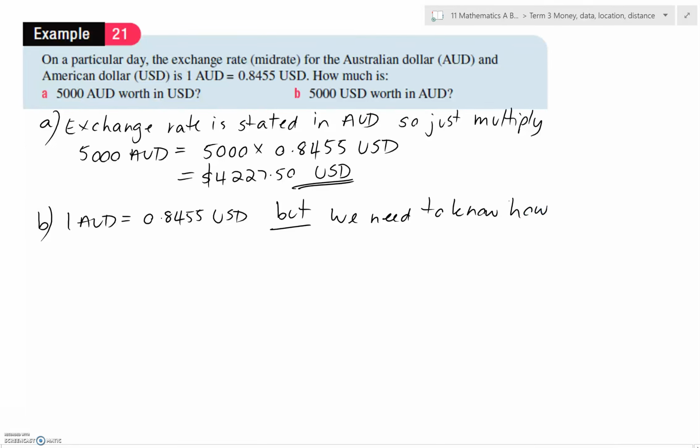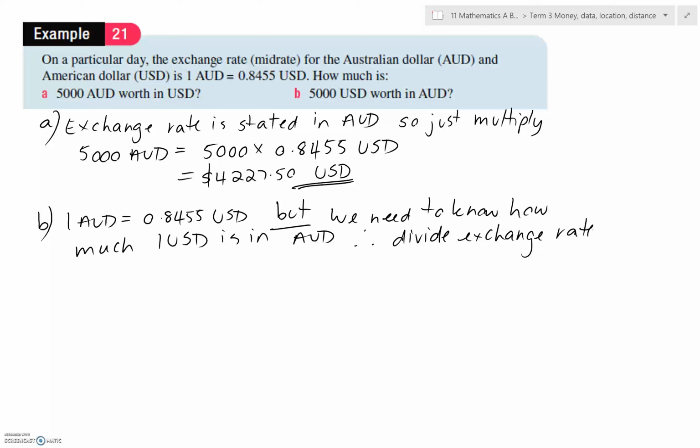Know how much $1 is in Australian dollars. So in this case, we are going to divide by our exchange rate. Before, we multiplied because it was quoted in Australian dollars. This time we need to divide by that exchange rate because we need to get our equation to the point where we've got $1 in it.